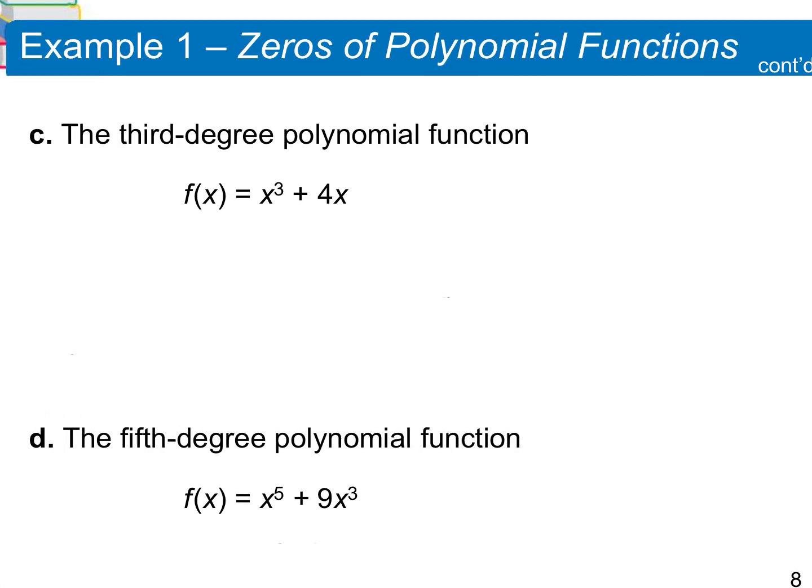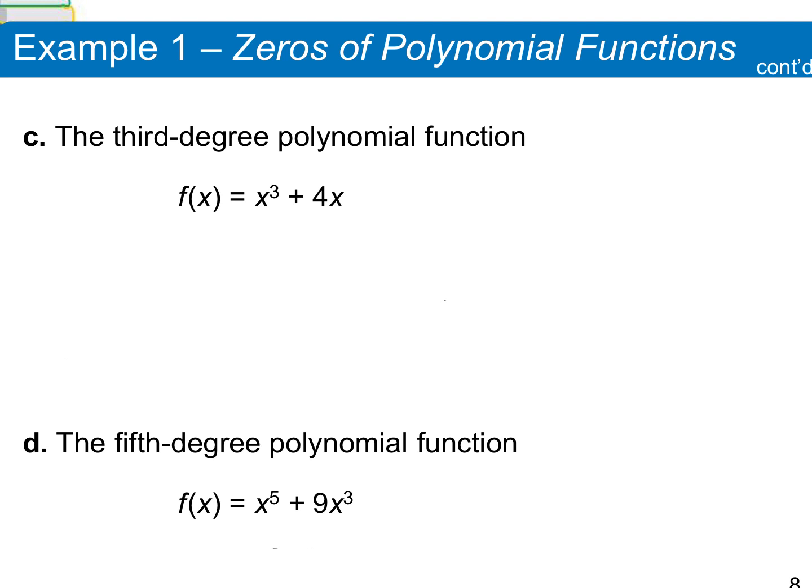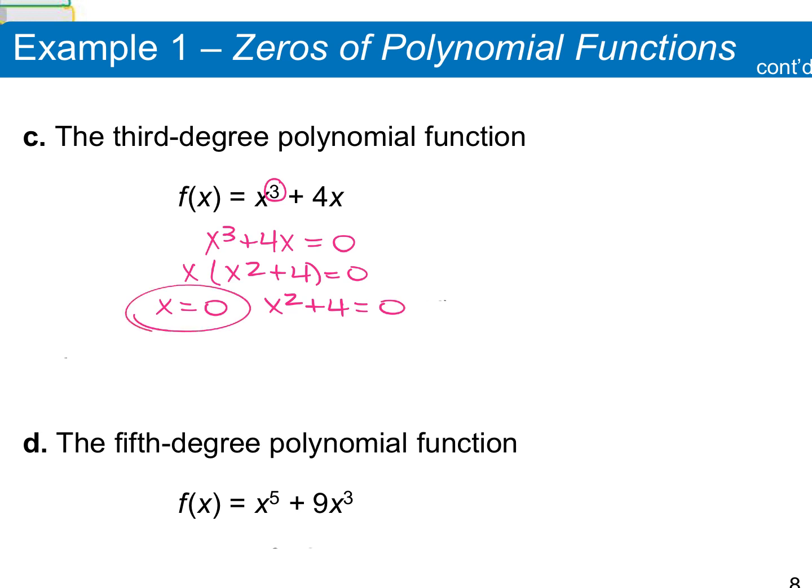In something like example C, where you have the third degree polynomial of f of x is equal to x cubed plus 4x, your power here is 3, which tells you you're going to have 3 zeros, or 3 answers. So if we take x cubed plus 4x and set it equal to 0 to solve, you factor out the x to get x times x squared plus 4 is equal to 0. You then set the x equal to 0, set the x squared plus 4 equal to 0. X is equal to 0, already a solution. So I'm going to circle that one.